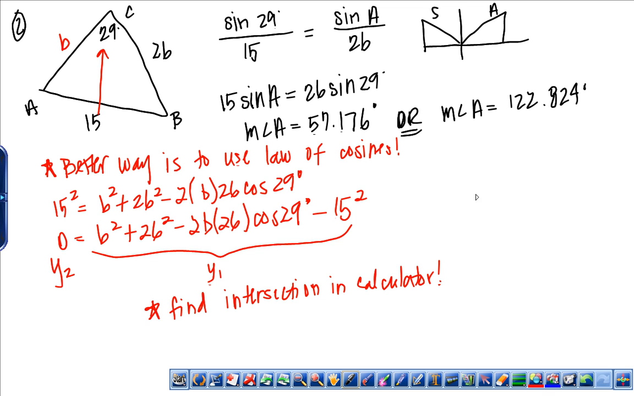And I will go ahead and tell you those answers. I found the intersection in the calculator, therefore I've got B. So how about we say B is equal to 14.609. Looks like I have two answers, and that is 30.871.